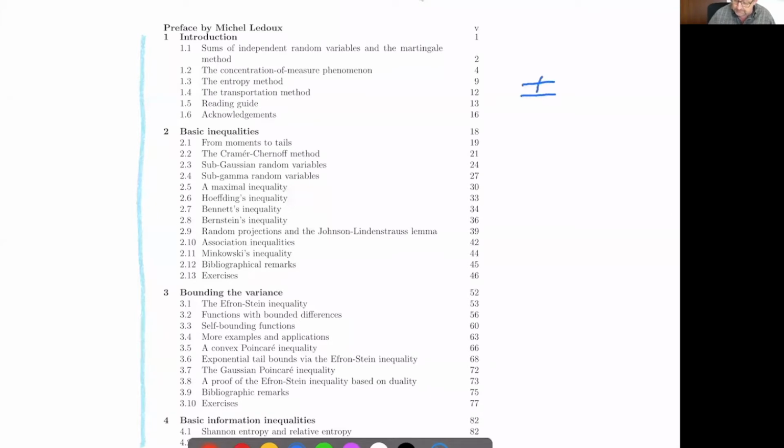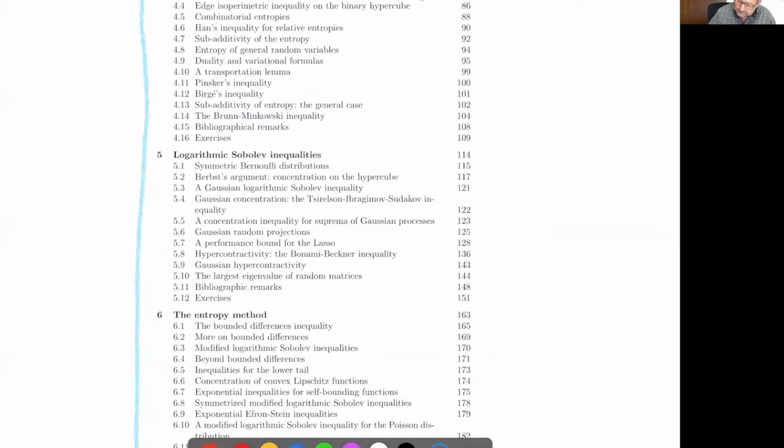It will be a bit different, but concerning the second chapter on basic inequalities, the chapter devoted to the control of the variance of functions of independent variables, and also the chapter devoted to information theory and log-sum inequality and the entropy method, I shall really stick to the book.